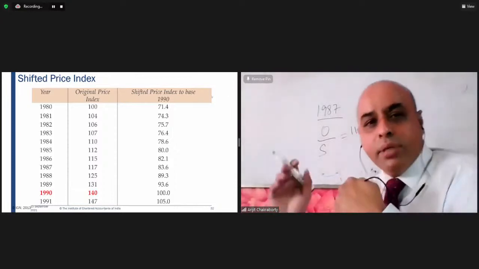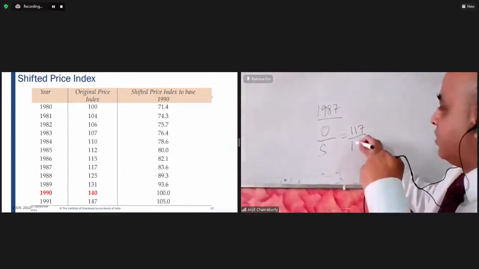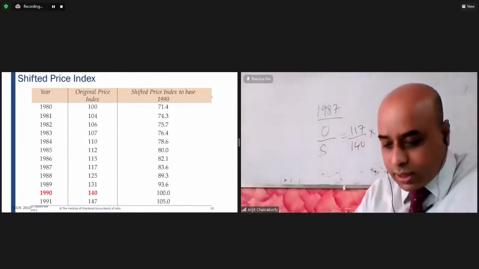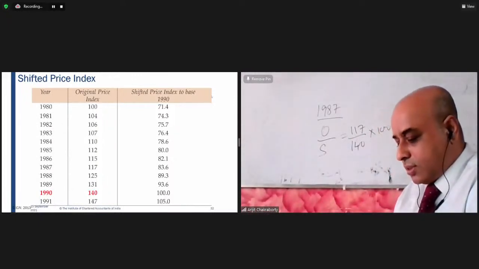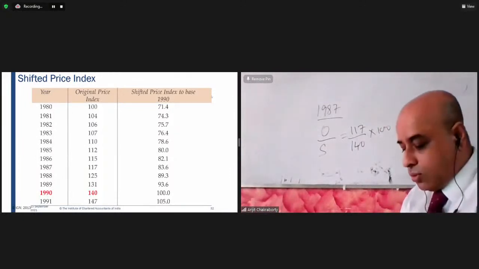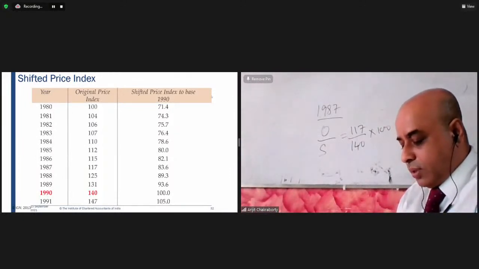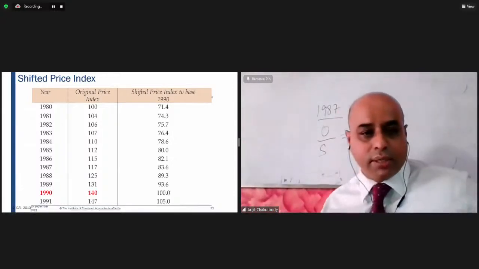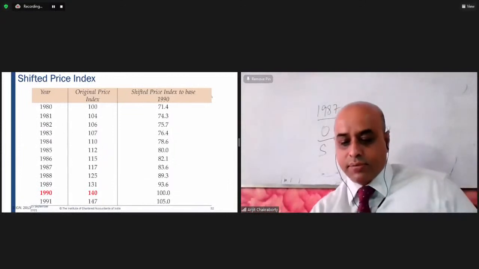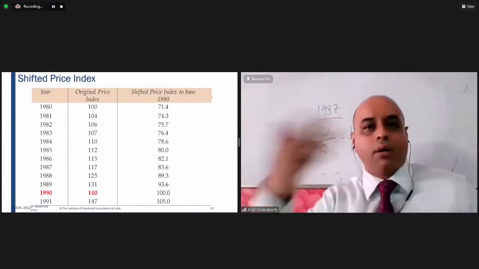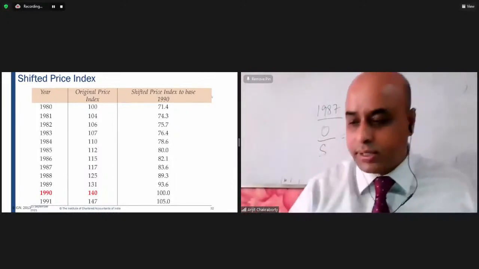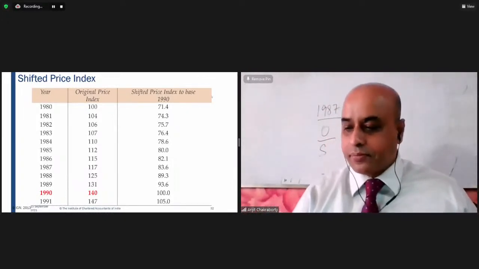So here the original price index comes to 117, and 1990 being the shifting year, it will be 117 by 140 into 100. I'll just work it out and check because this is difficult to do orally. So 117 divided by 140 into 100. I'm getting 83.57. Let me check it out with the answer. 83.6 is given. I'm getting 83.57, which rounds up to 83.6. So this is what is meant by shifting of price index.